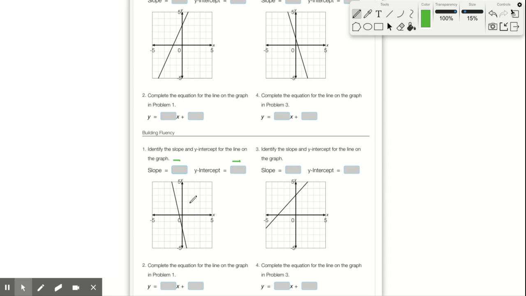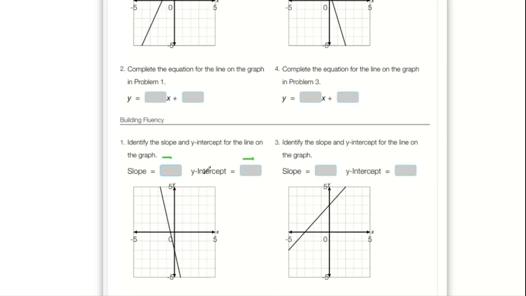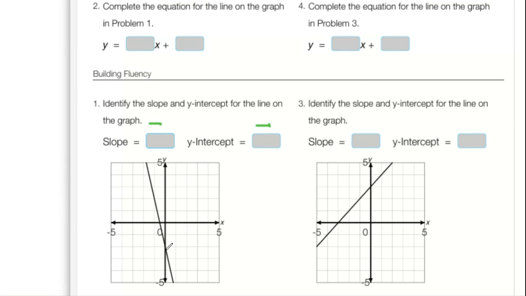So to determine what the y-intercept is, we do the y-intercept first. Where does it cross the y-axis? And it crosses, let's see, right there, which is going to be at -1, -2, cross at -2.